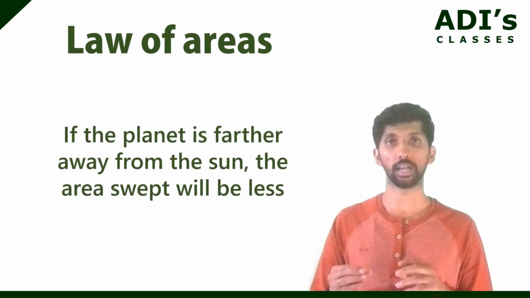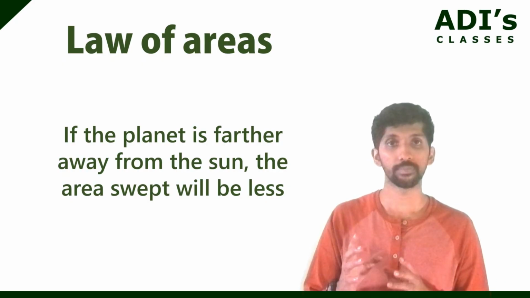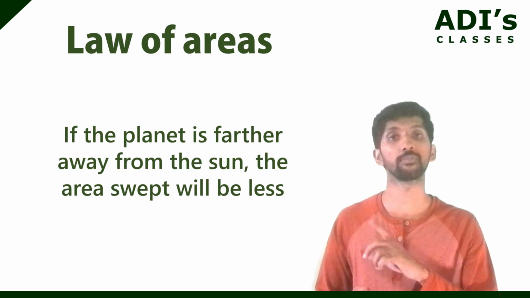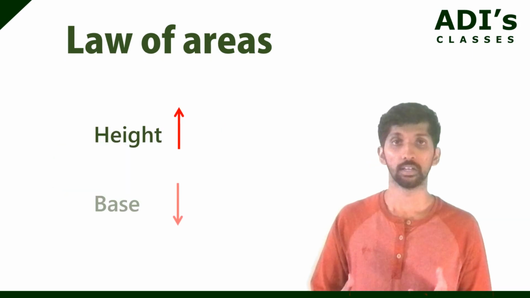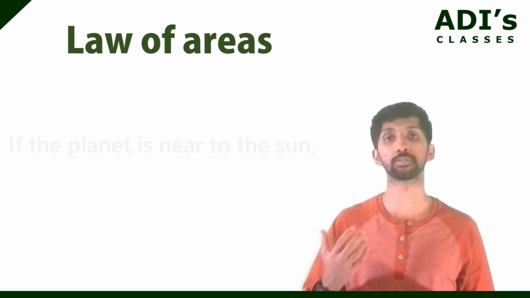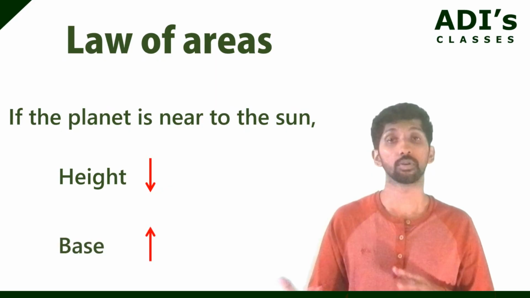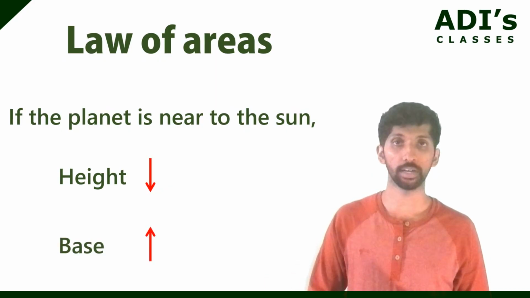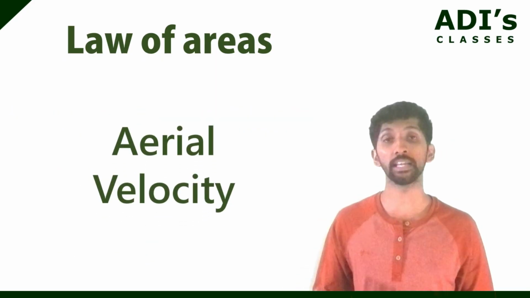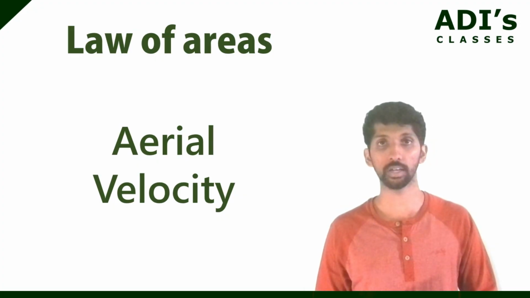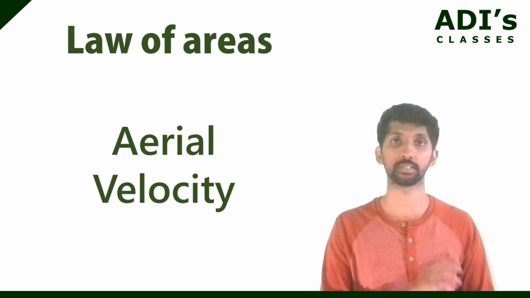Any planet with respect to the sun is more like a triangle, correct? Since we have a triangle, we use the formula half base into height. So the height will be more and the base will be less. Now the same thing, if the planet is very close to the sun, then the height is less and the base value will be more. So the area will be equal. Whatever velocity the planet is going at, we call that areal velocity, and areal velocity is always constant.